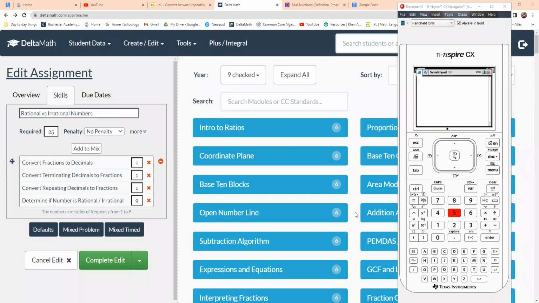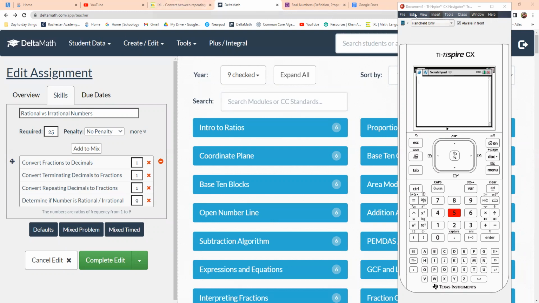Hey, I wanted to do a video on the DeltaMath assignment, rational versus irrational numbers. There are 4 different skills being tested in this DeltaMath assignment, and I'm going to do a few problems from each skill so that you understand what you need to do. You're definitely going to need the calculator, and I want you to learn how to use it since you're going to have this when you're taking it on the Regents.